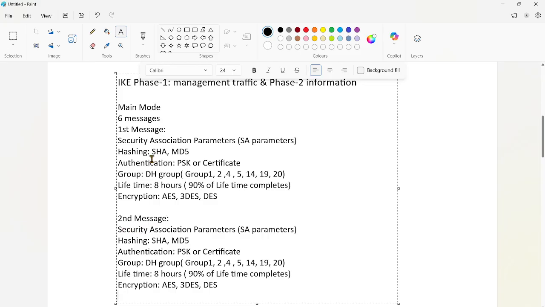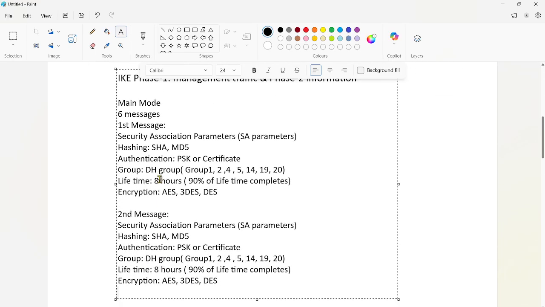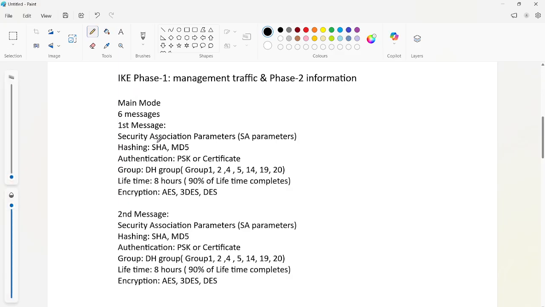Why are we using these? In order to form a phase 1 tunnel, all these parameters should match. If any parameter is not matching, if any parameter is configured wrongly, the phase 1 tunnel will not form. If you are using SHA on firewall 1, you have to use the same hashing algorithm, SHA, on the other firewall. If you are using MD5, you have to use MD5.